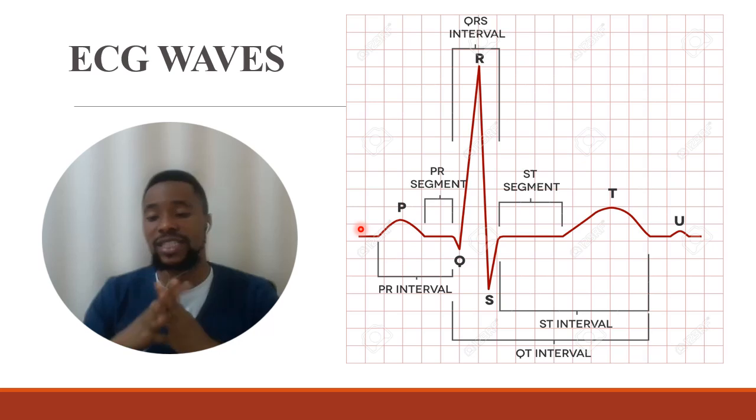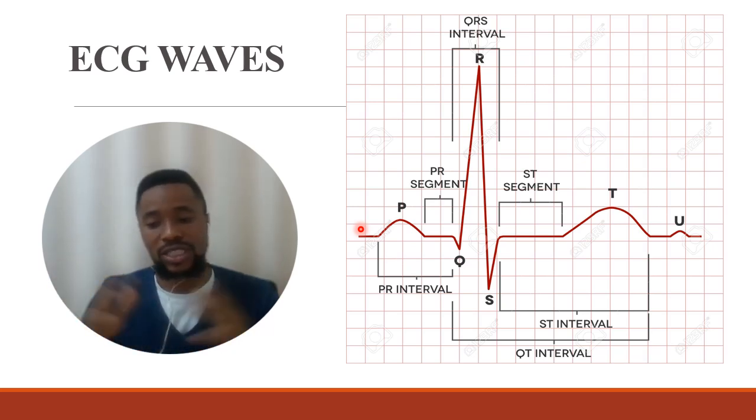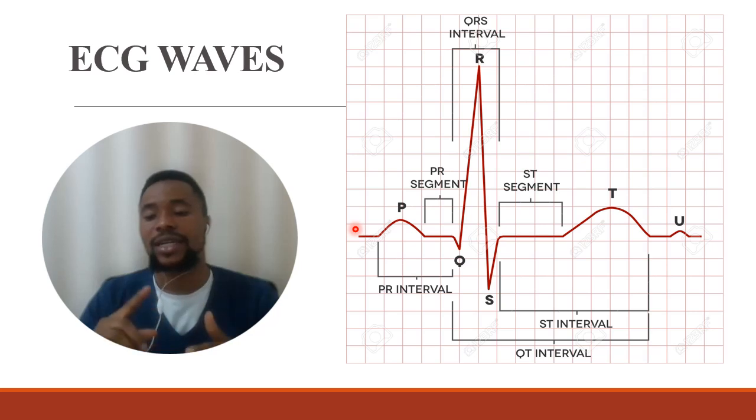We have 12 leads on an ECG. There are some ECGs that can do 15 leads, but let's streamline to 12 leads. Now, the 12 leads are lead 1, lead 2, lead 3, AVR, AVL, AVF, V1, V2, V3, V4, V5, V6. Those are the 12.